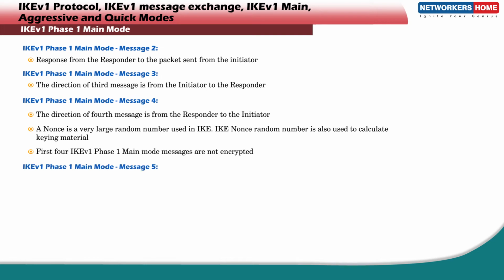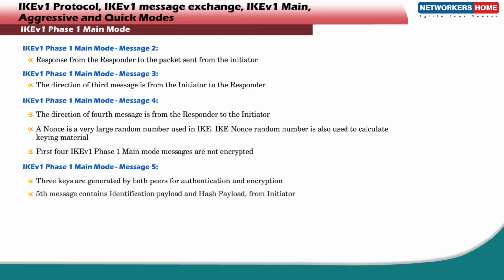IKEv1 Phase 1 main mode message 5. Both IPsec peers calculate the Diffie-Hellman shared secret. 3 keys are generated by both peers for authentication and encryption. The fifth message contains the identification payload and hash payload from the initiator. These are used for identification and authentication. They are sent encrypted in IKEv1 Phase 1 main mode.